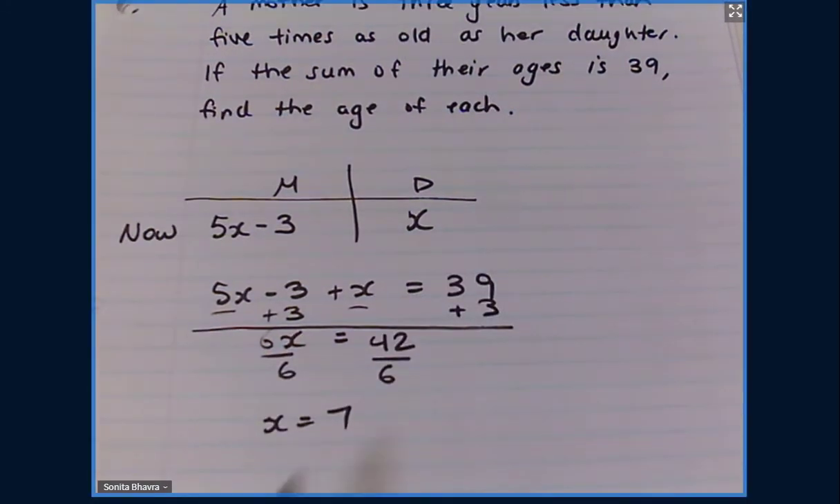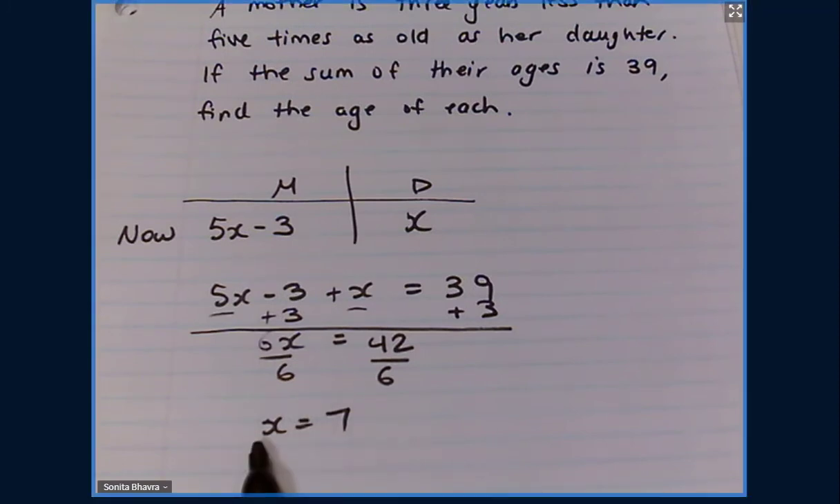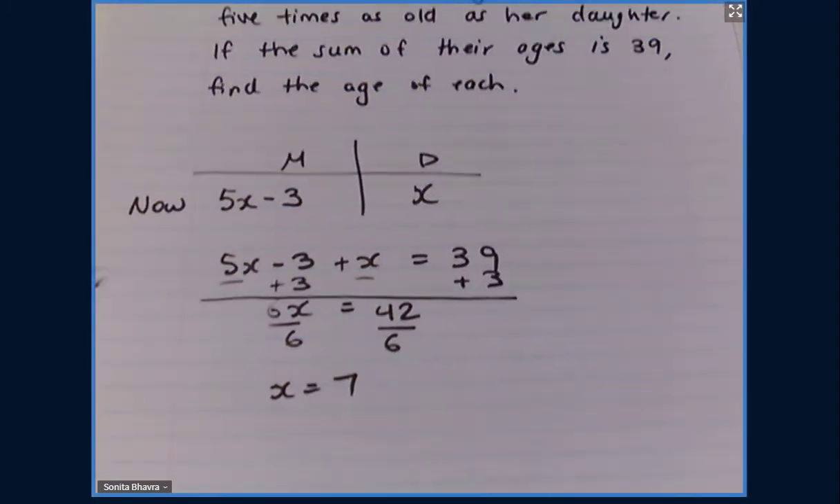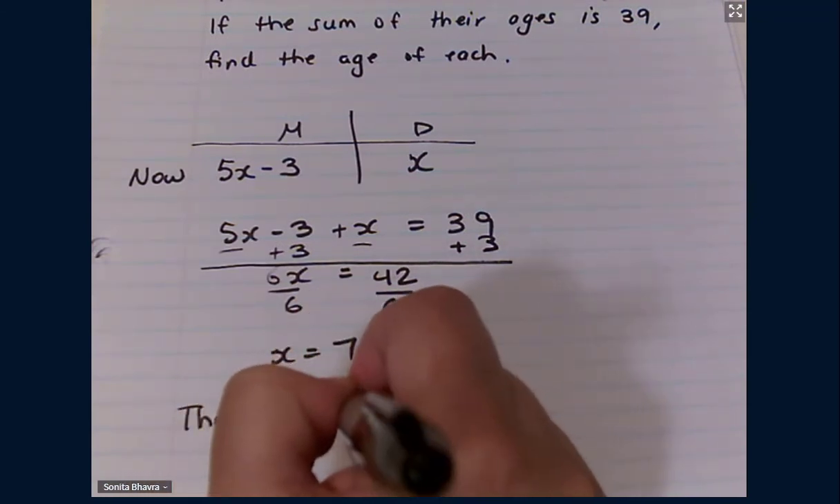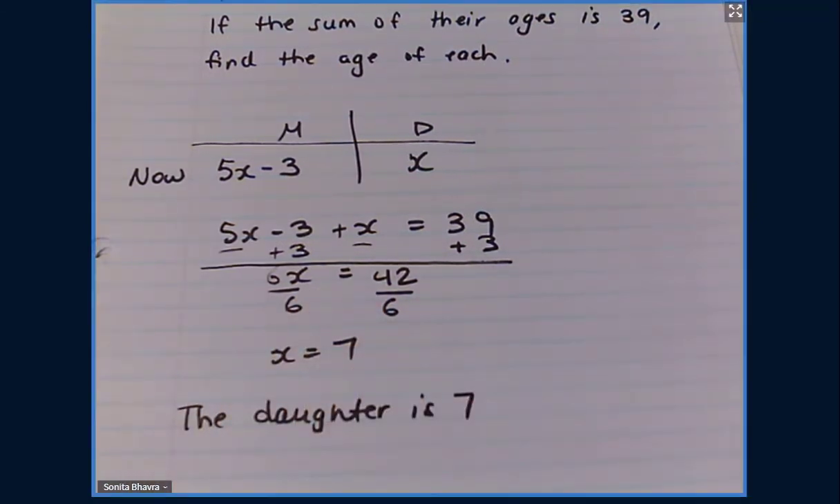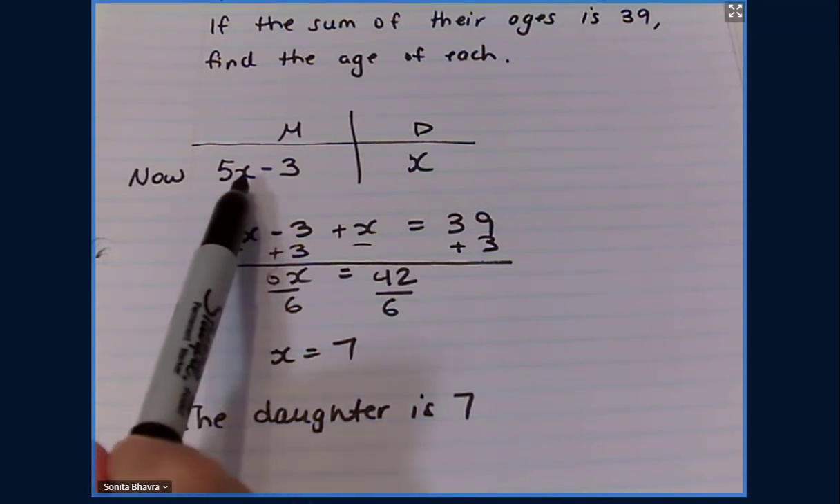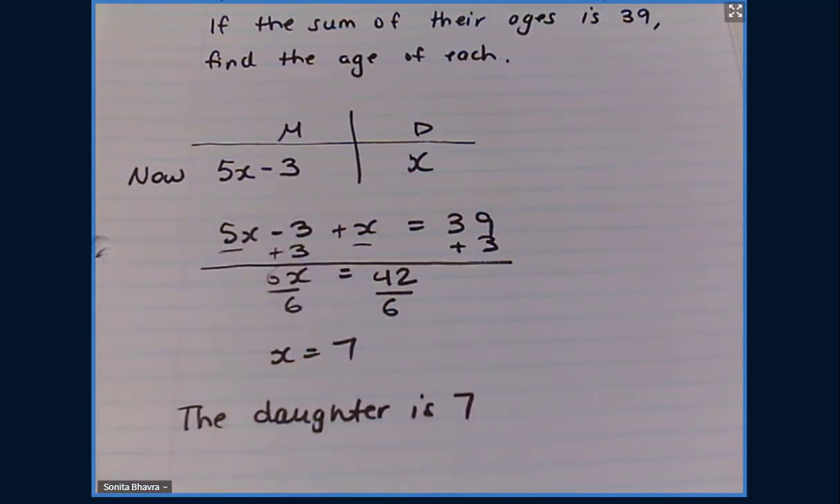All right, so that means the daughter, x equals 7. The daughter is 7. And then the mother is going to be 5 times 7 minus 3. So 5 times 7, which is 35, subtract 3, which is 32.